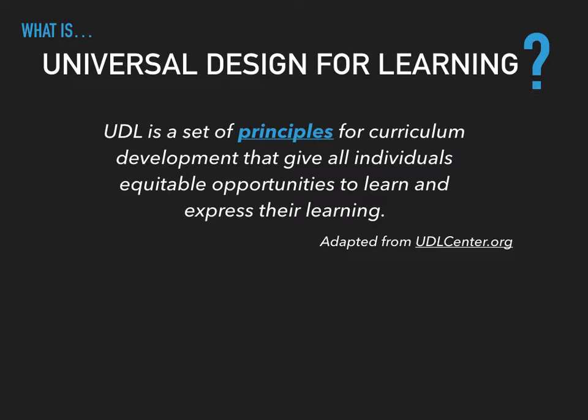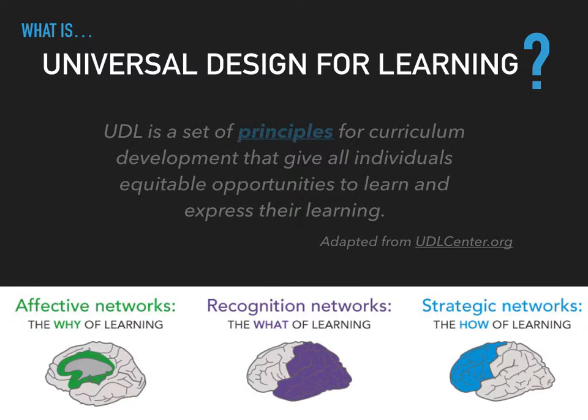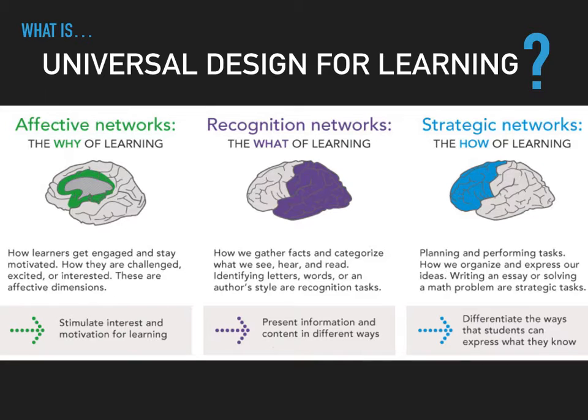Universal Design for Learning is a set of principles for curriculum development that give all individuals equitable opportunities to learn and express their learning. It draws from about 15-20 years now of neuroscience, cognitive science, and other fields of research in which we have come to understand how people learn. As we have mapped out the brain and figured out these different neural networks related to learning, we've been able to distill down to basically three major networks. In UDL we refer to them as the affective network, the recognition network, and the strategic network, which each deal with different aspects of how people learn.